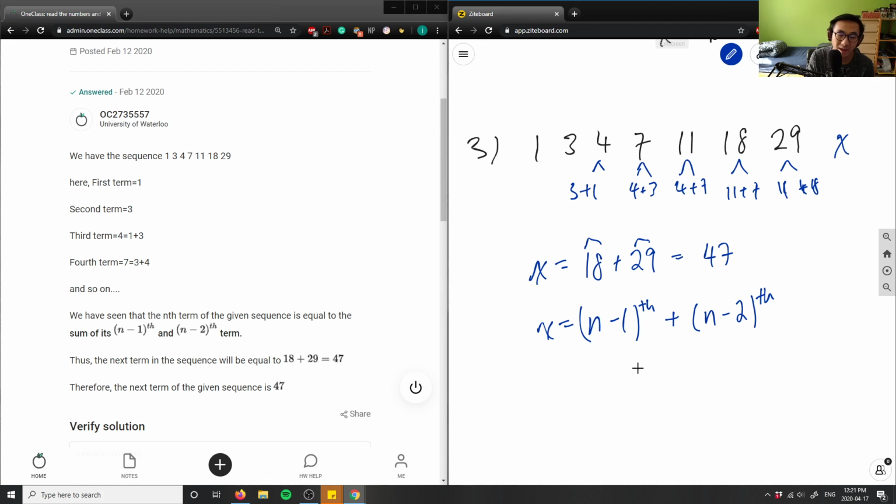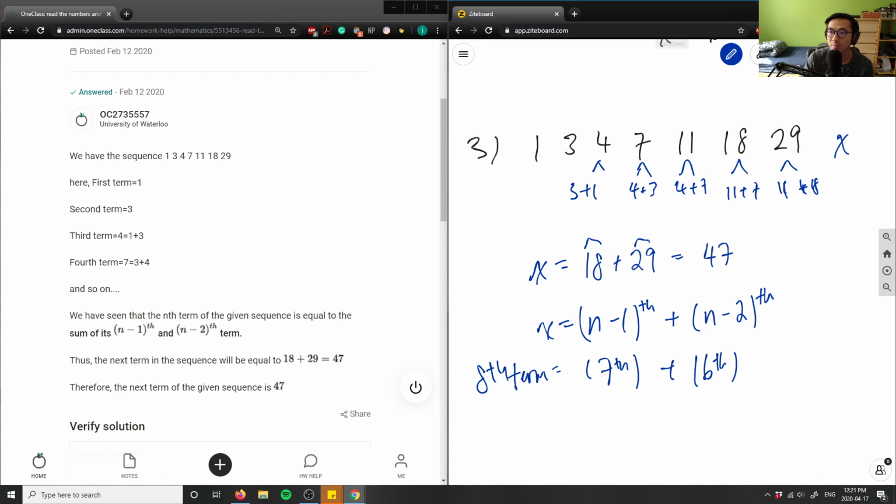So this here, the eighth term equals the seventh term plus the sixth term, right? 8 minus 2 is 6, 8 minus 1 here is 7th, right? So this here is the sum of these two numbers.